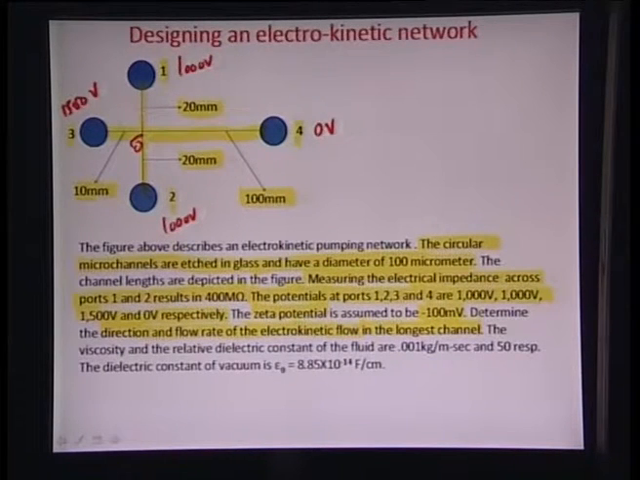Okay. And some other parameters are that the viscosity of this aqueous medium is about 0.001 kg per meter second, and the relative dielectric constant is about 50. We assume that the permittivity of vacuum is about 8.85 times 10 to the power minus 14 farad per centimeter. So let us design this micro pump, and at the outset we assume that the microchannel system contains a continuous and homogeneous fluid.